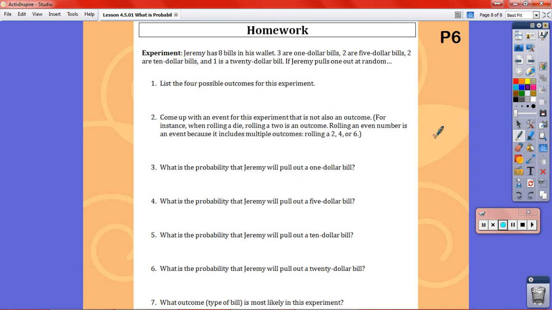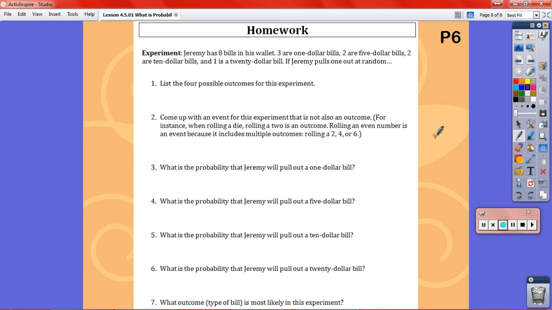which is, there's an experiment. Jeremy has 8 bills in his wallet. 3 are $1 bills, 2 are $5 bills, 2 are $10 bills, and 1 is a $20 bill. If Jeremy pulls 1 out at random, what are the 4 possible outcomes? The possible outcomes are that he gets a $1 bill, a $5 bill, a $10 bill, or a $20 bill.